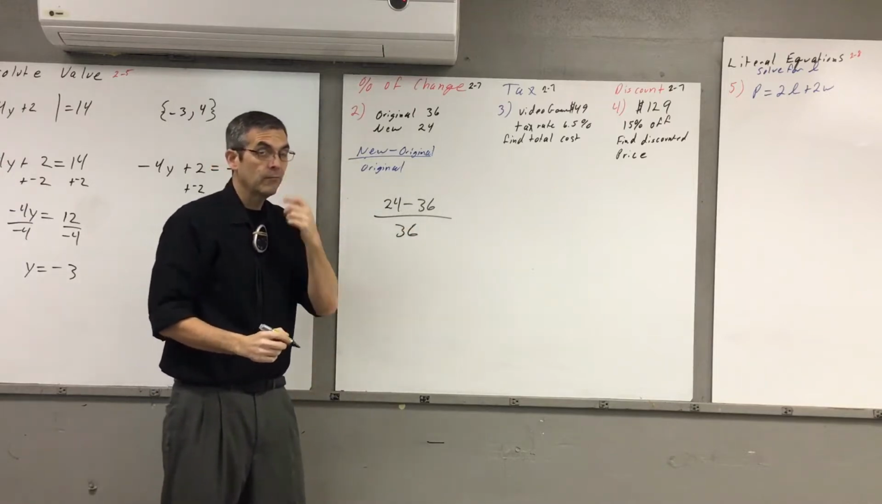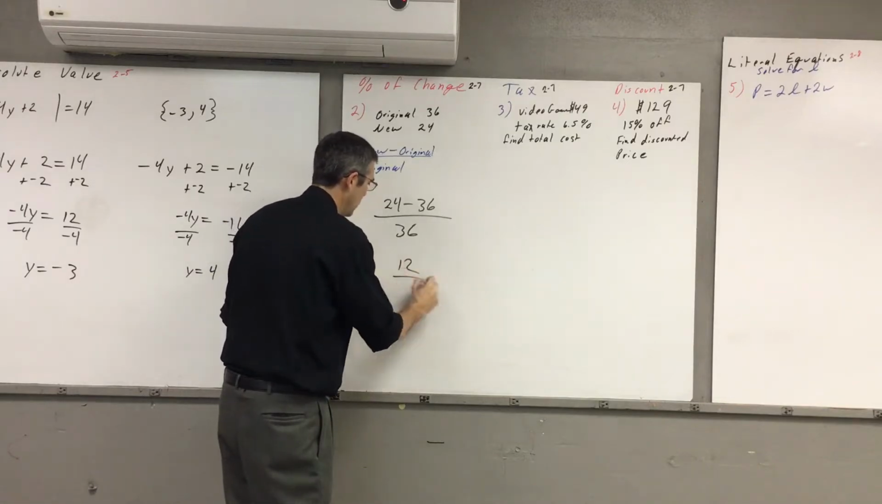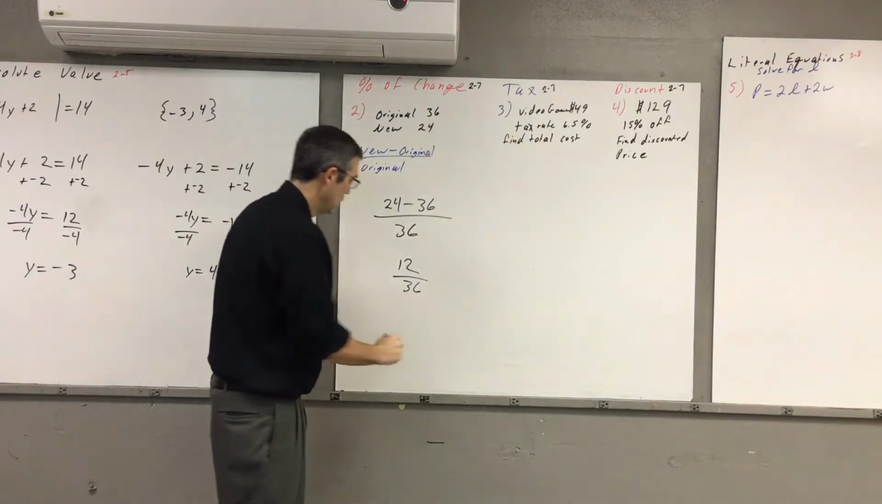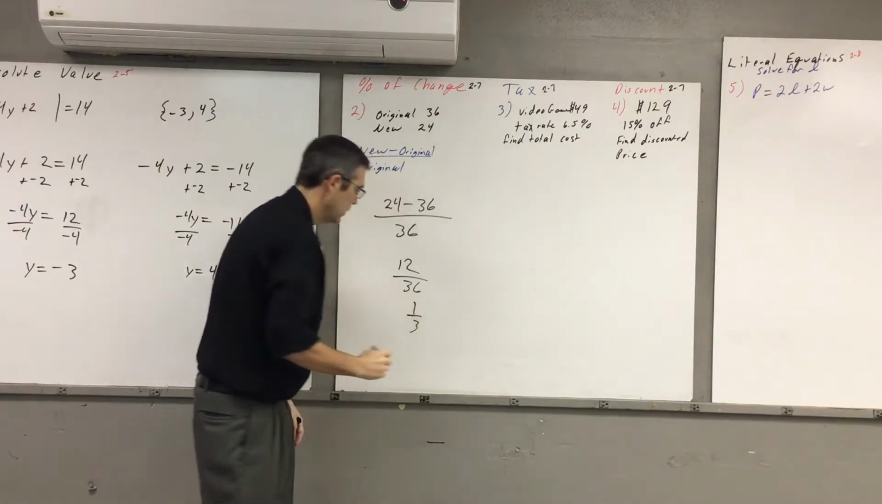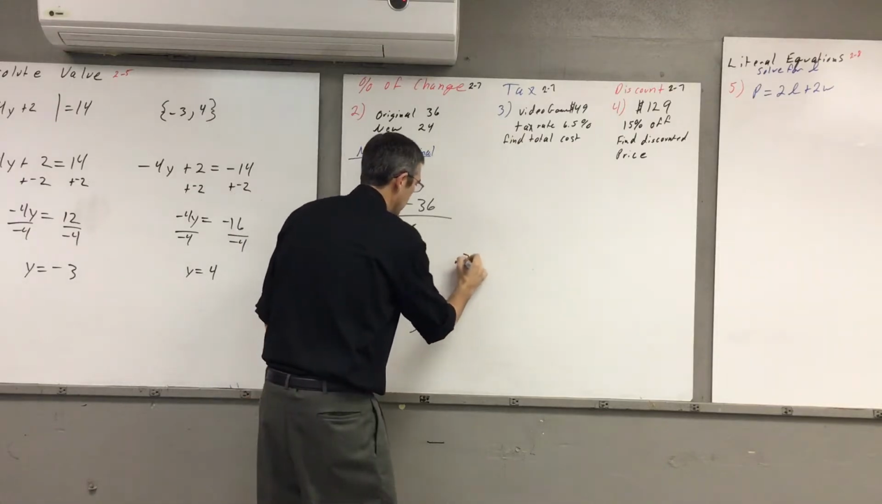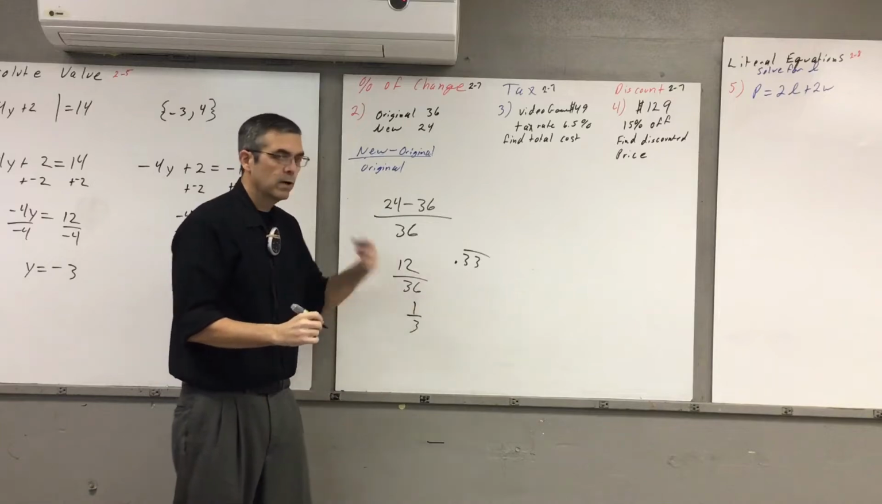Okay? And now we're looking for the percentage, right? So 24 minus 36 gets you negative 12 over 36. This reduces down to negative 1/3, which is 0.33 repeating, okay? But we want a percentage of this.